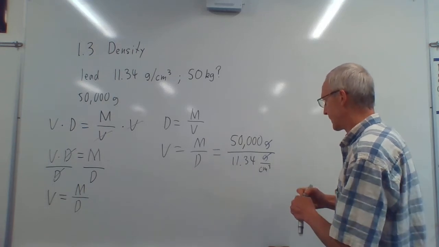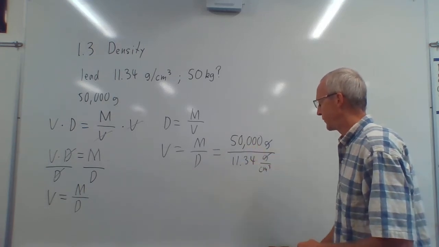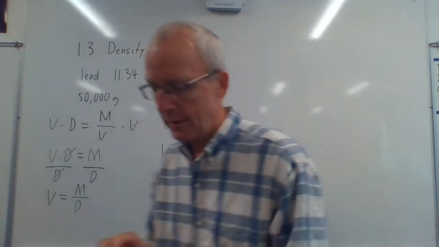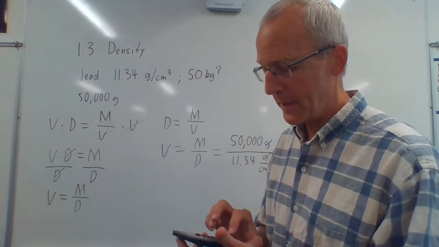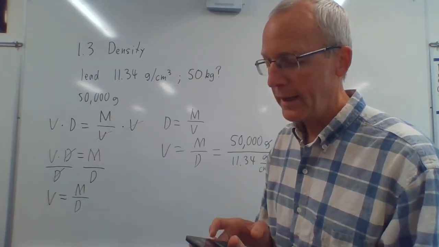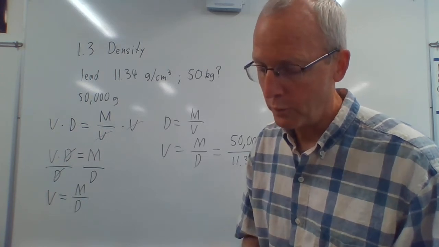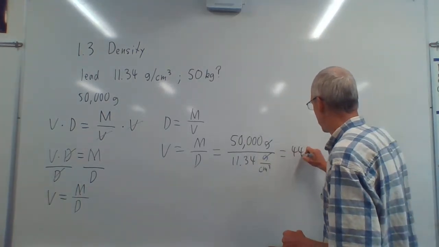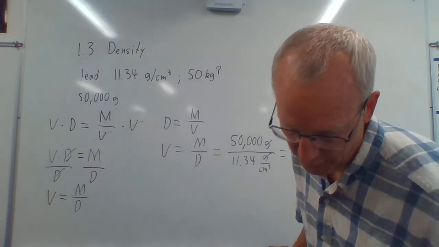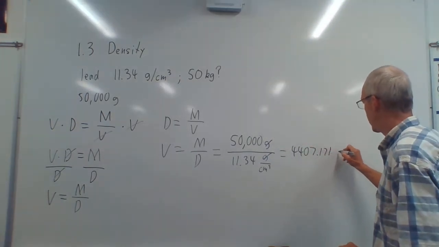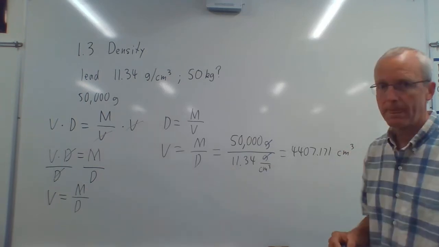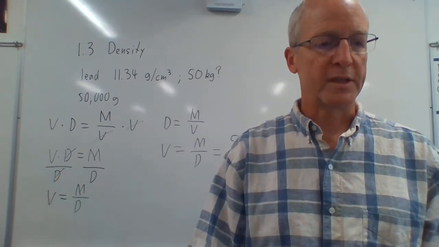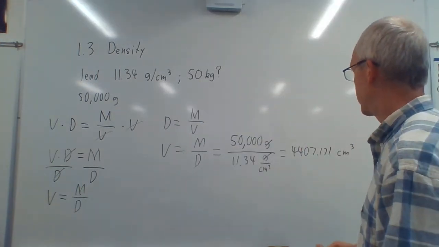Now we just get our calculators out and go 50,000 divided by 11.34. Again, we know we'll get an answer in centimeters cubed. So 50,000 divided by 11.34, and I get 4409.171. I'm going to keep lots of decimal places; we can round off at the end. So that's 4409.171, and that's how many cubic centimeters we have. That's fine, but now let's make it into a big ball, a big sphere. What's the radius of the sphere? That's the second part of this problem.